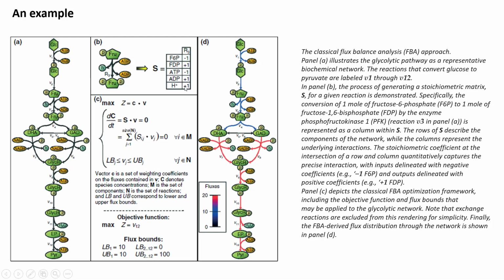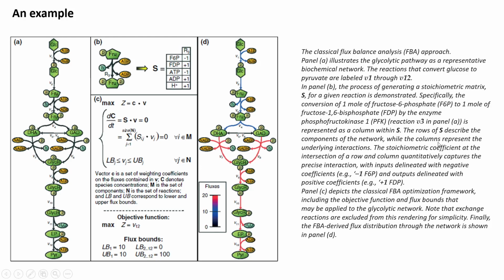After this is done, I'll read this out. The process of generating a stoichiometric matrix S for a given reaction is demonstrated. Specifically, the conversion of 1 mole of fructose 6 phosphate to 1 mole of fructose 1,6 phosphate by the enzyme phosphofructokinase 1, PFK1, in the reaction V3. The rows of S describe the components of the network. This is only for this third reaction. You can construct an S matrix across all the reactions in your network.